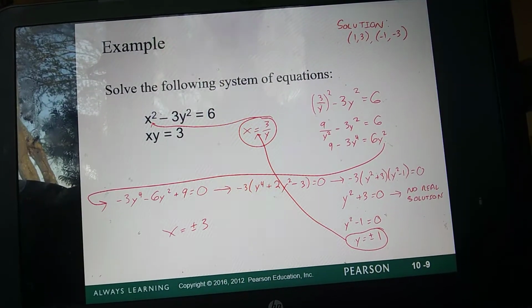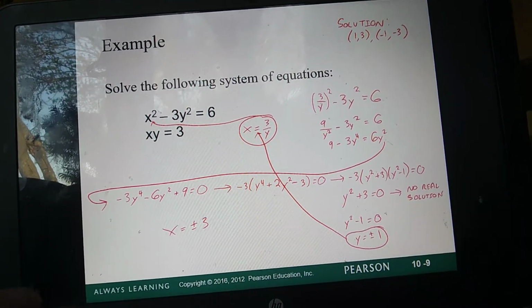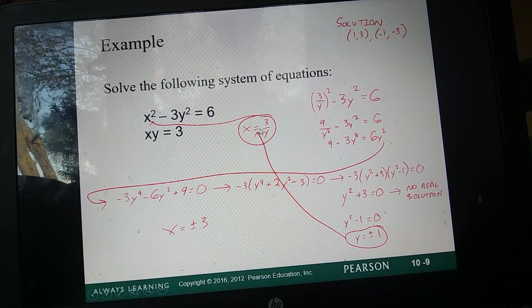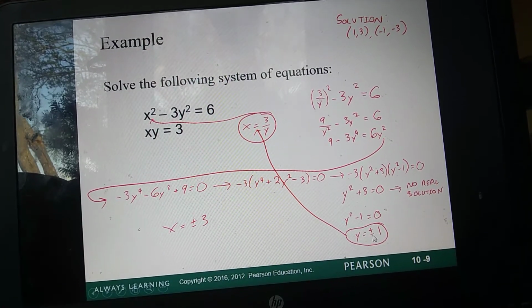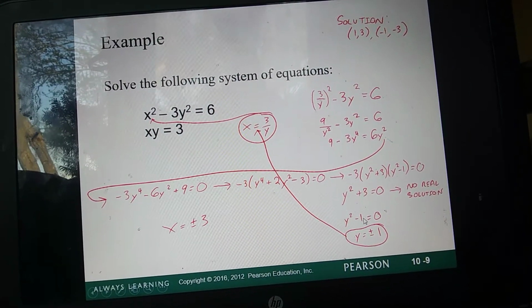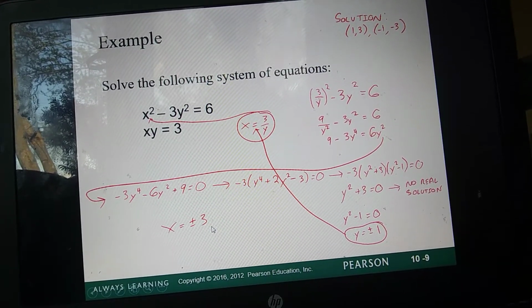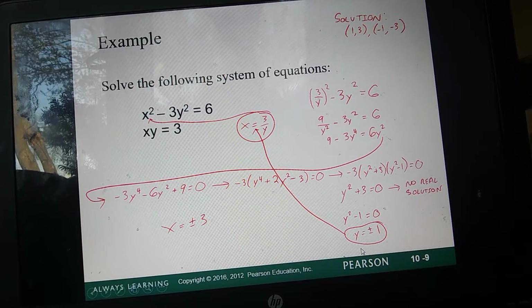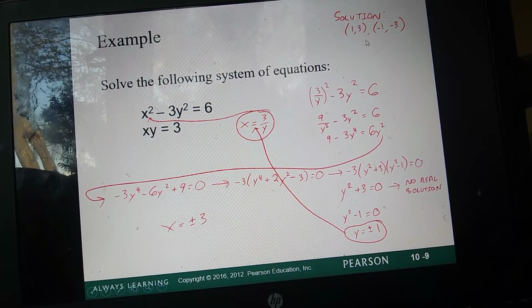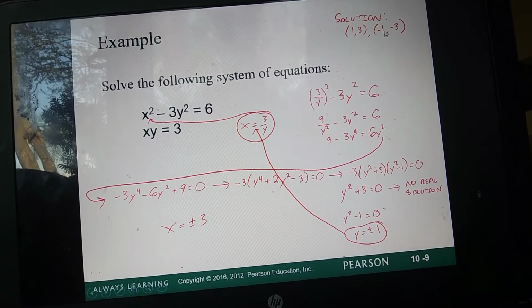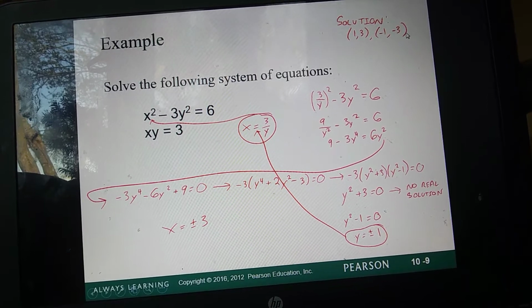So we have 2 possibilities for y, and then you're going to plug that back in here. When you plug in your positive 1, you get positive 3. When you plug in negative 1, you get negative 3. So we have x equals plus or minus 3, and it's consistent with y being plus or minus 1. So we have either positive 1, positive 3, or negative 1, negative 3 as our solution.